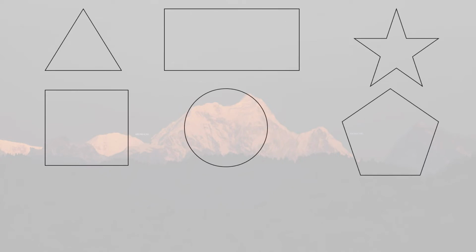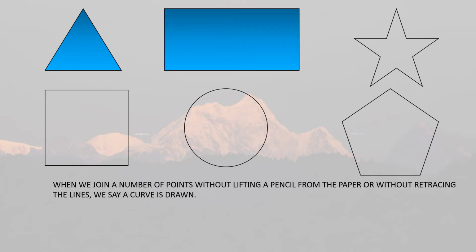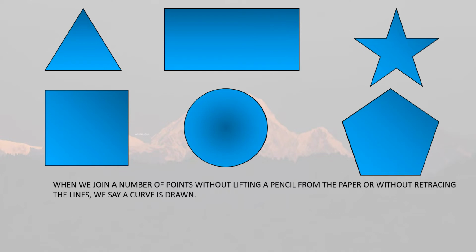Hello students, let's have a look at some of the figures here. They have their individual names obviously, but as a whole, when we join a number of points without lifting a pencil or without retracing the lines on the paper, we call them curves. Now these curves have area enclosed within them. This blue portion is the area enclosed by them.